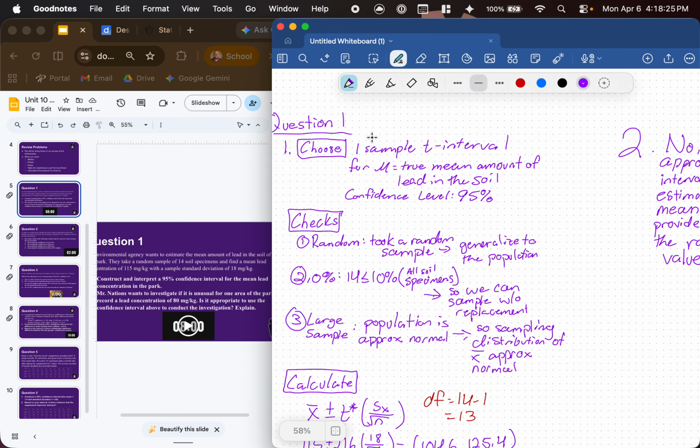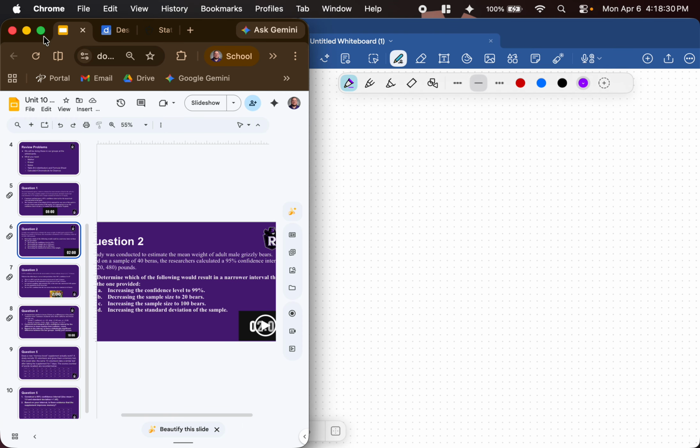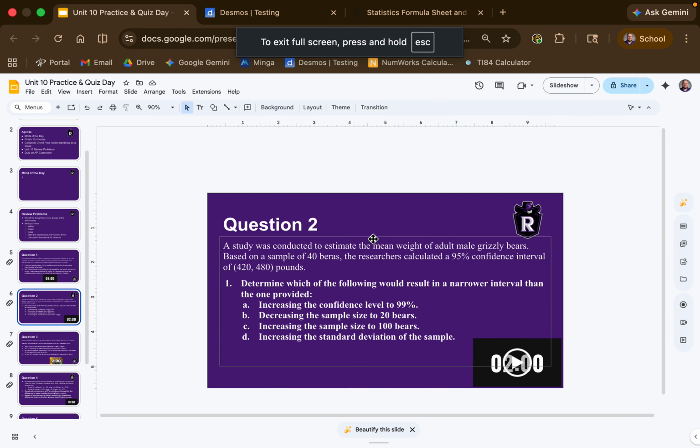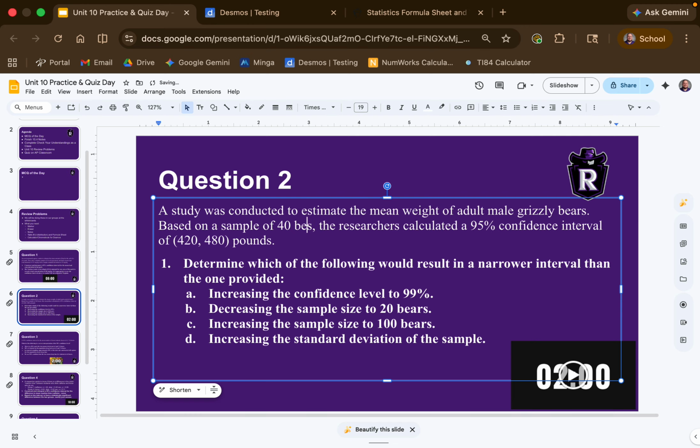Okay, some of these we're going to do. I don't think question 2 and 3 will need much work. Question 2, let's just take this here for a minute. A study was conducted to estimate the mean weight of adult grizzly bears. Based on a sample of 40 bears, that should say bears, let's fix that. The researcher calculated a 95% confidence interval of 420 to 480 pounds. Which of the following would result in a narrower interval than the one provided? Increasing the confidence level to 99%, decreasing the sample size to 20 bears, increasing the sample size to 100 bears, or increasing the standard deviation of the sample.